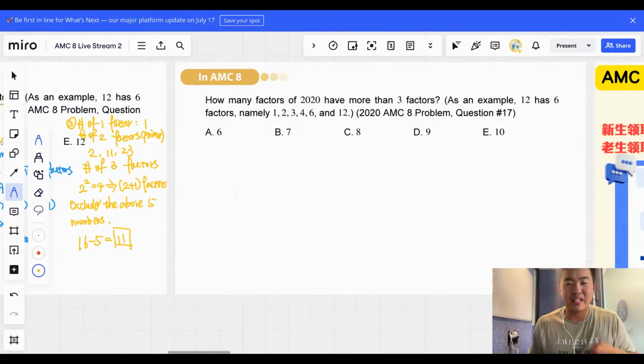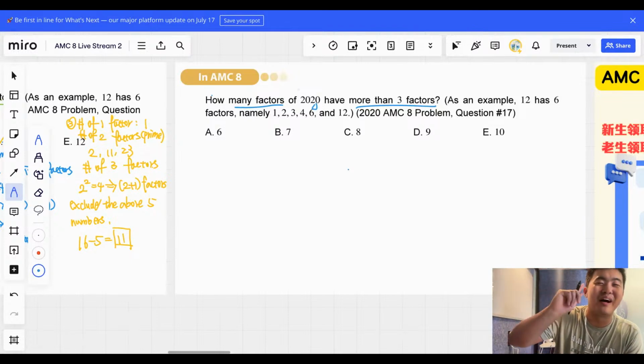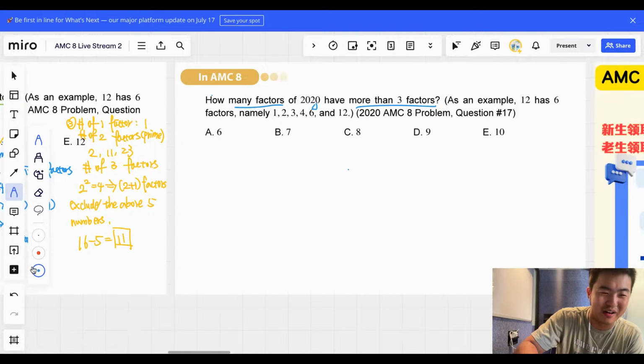So the question is asking for, okay, let me get my pen ready. So the question is asking for how many factors of 2020 have more than 3 factors. Okay, let me rewrite that. Have more than 3 factors. Again, it gives you an example, but this one is really the same as the last one, except we'll change the number from, I think, 2024 to 2020. So what's our first step? Prime factorization. Okay, very good.